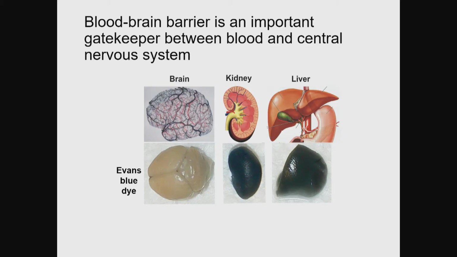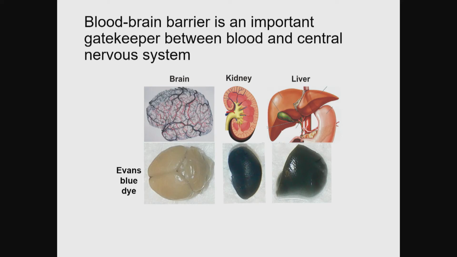The blood-brain barrier is the focus of Dritan's lab, but it's a very important gatekeeper between the blood and the central nervous system, and it can be visualized if you inject a dye tracer. In this case, we're injecting a blue dye called Evans blue into the circulation of the mouse. And then if you take out various organs, you can see that the blue tracer is taken up by the kidney and the liver, where it leaks out of those capillaries and stains the tissue. But in the brain, this dye is excluded from the tissue by the presence of the blood-brain barrier in these brain capillaries.